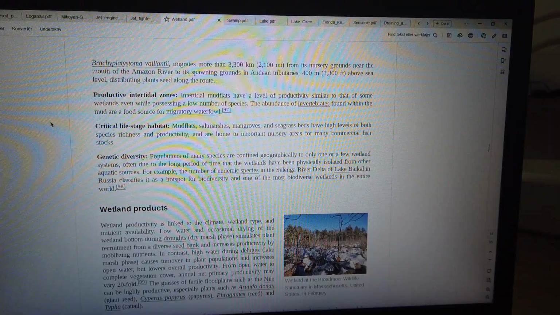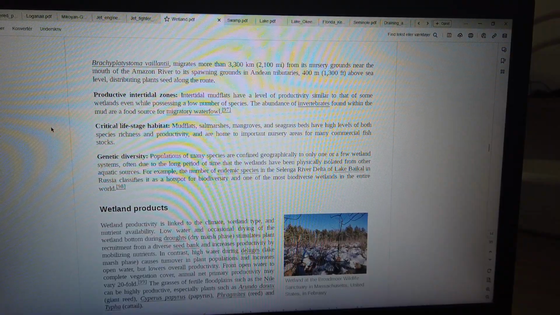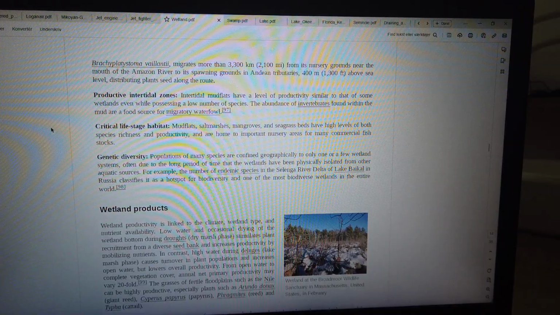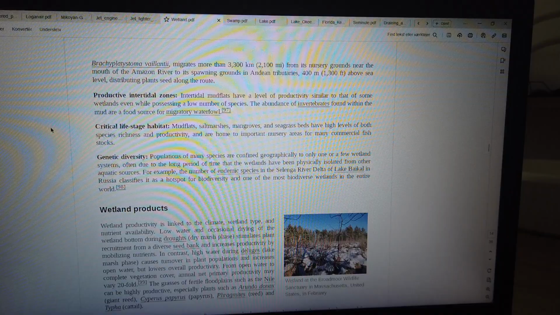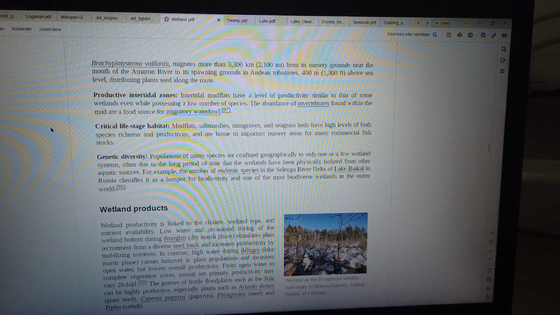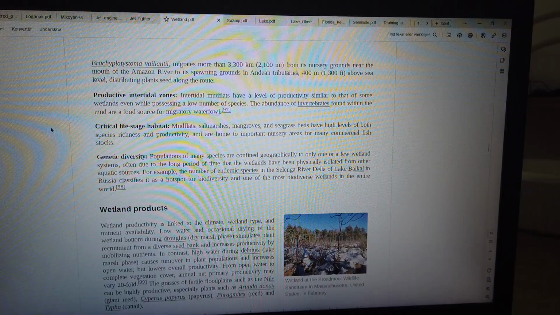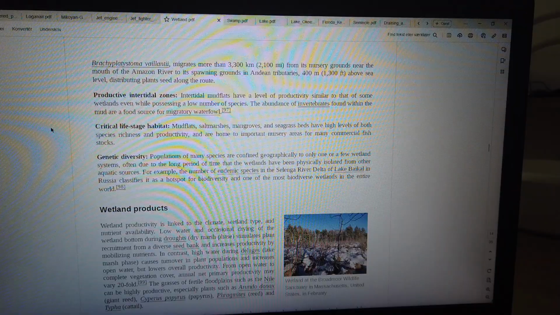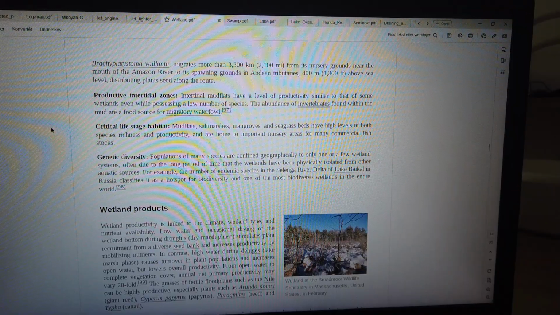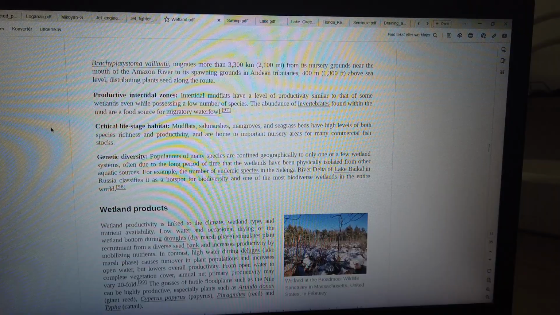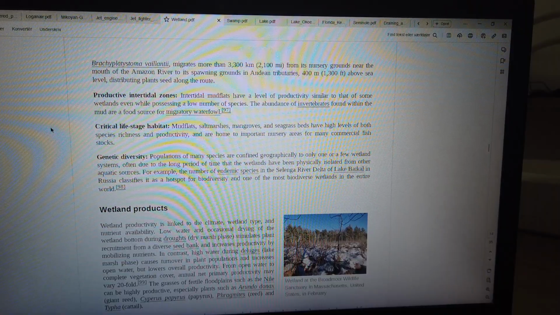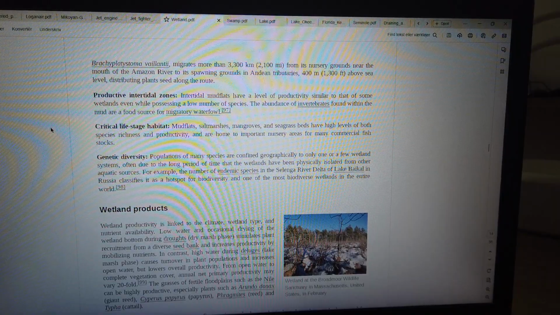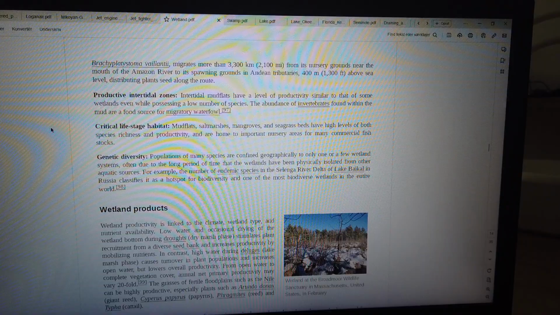Brachyplatystoma vaillantii migrates more than 3,300 kilometers, 2,100 mi, from its nursery grounds near the mouth of the Amazon River to its spawning grounds in Andean tributaries, 400 m, 1,300 feet, above sea level, distributing plant seed along the route. Productive intertidal zones. Intertidal mudflats have a level of productivity similar to that of some uplands even while possessing a low number of species. The abundance of invertebrates found within the mud are a food source for migratory waterfowl.